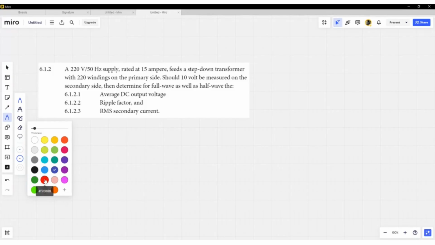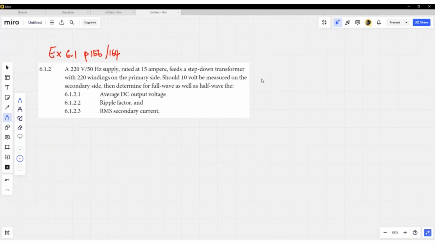This is the exercise. Let me write it down here. Okay, so let's see what we have for this example. We're given a 220 volt 50 hertz supply. So this is actually an RMS voltage, so keep that in mind. Rated at 15 amps, it feeds a step down transformer with 220 windings on the primary side. We're told that should 10 volts be measured on the secondary side, then determine, for the full wave as well as a half wave rectifier, the average DC output voltage, the ripple factor, and the RMS secondary current. Okay.